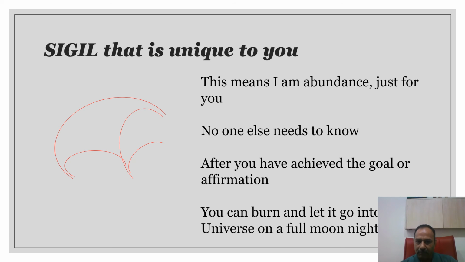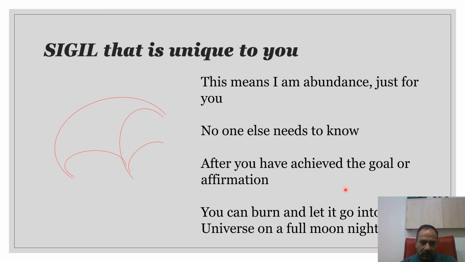So the same picture which we drew looks like this without a dial. And now this is very unique to yourself, because when you see this, it means I am abundance. So it's a graphical representation of I am abundance for you. So no one else needs to know what it looks like, and you don't need to explain to others what this is.